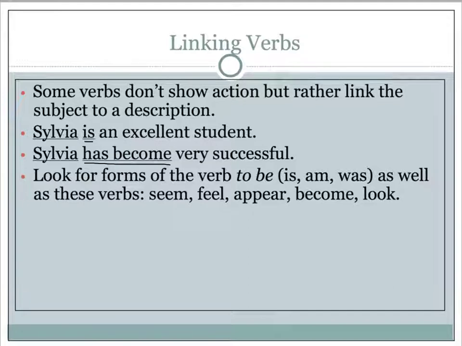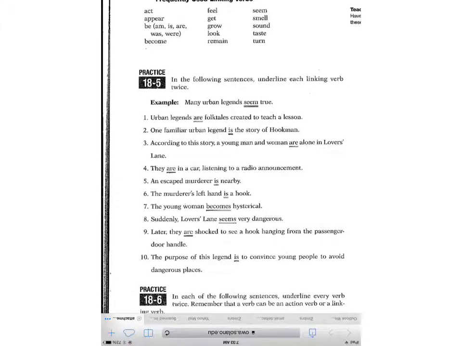Look for forms of the verb to be: I am, you are, he is, she is, we are, you are, they are, as well as these verbs: seem, feel, appear, become, look. Those are all linking verbs. Here are the responses to practice 18.5. This is where you had to underline each of the linking verbs twice. So we're not looking for action here, we're just looking for little verbs like to be, to seem, become. They don't express action, they're just connecting the subject to another idea. So please check your responses against these responses.